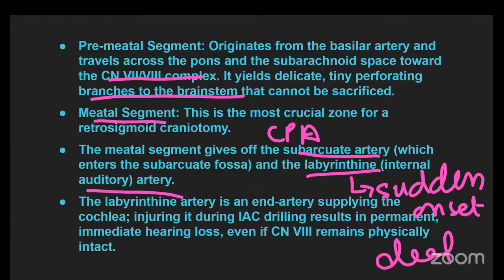Sudden onset deafness, right? If you end up sacrificing the labyrinthine artery, assuming that it is a perforator to the tumor, or inadvertently while you are dissecting it off the tumor, the patient is going to have sudden onset deafness. And even if you are 100% sure that you saved the vestibulocochlear nerve, postoperatively this will be very difficult to explain.